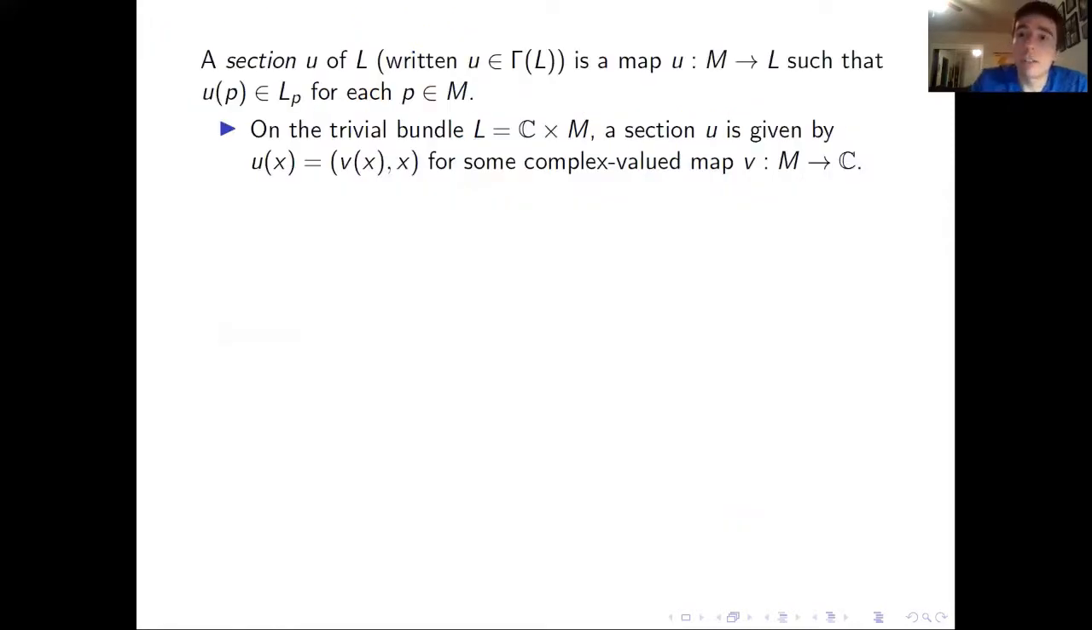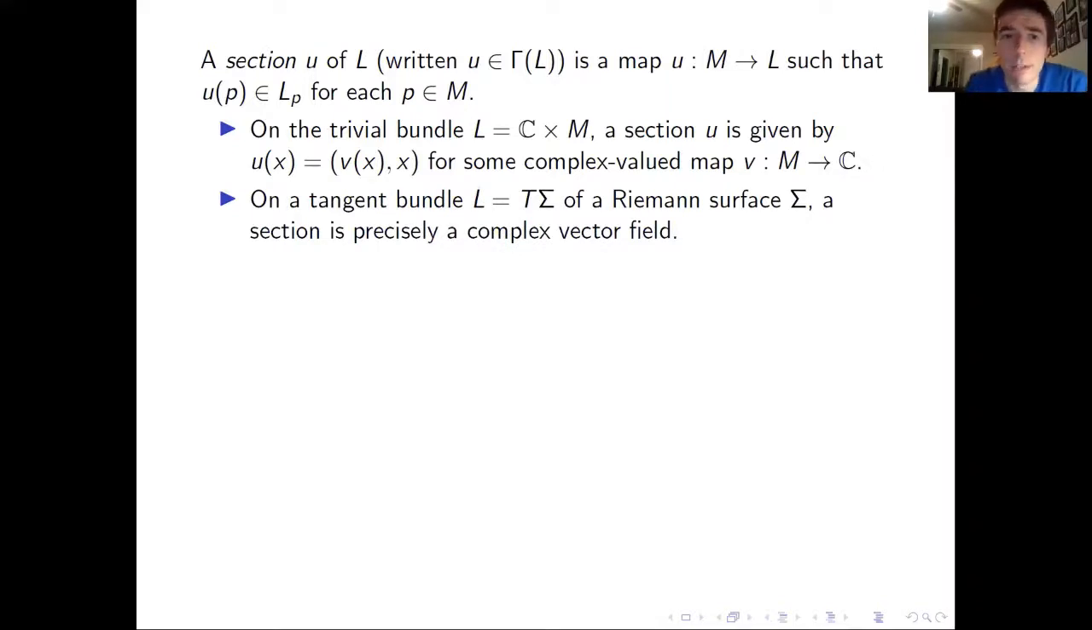All right, by a section of the bundle, written u in Γ(L), we mean a map u from M to L, such that u(p) lies in the fiber over p for every p in M. Right, so on the trivial bundle, a section is just given by some map of the form u(x) = (v(x), x) for just some complex valued map v from M to C. On the tangent bundle of a Riemann surface, a section is just a tangent vector field. I just mean a tangent vector field in the usual sense on our surface.